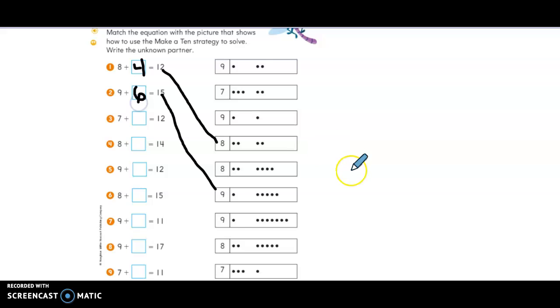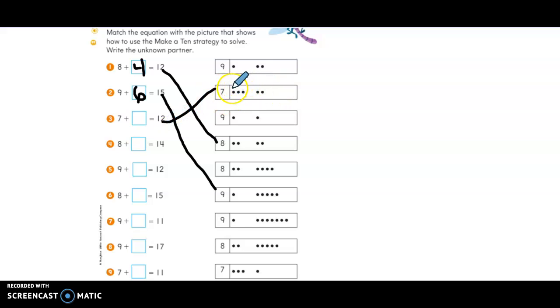Okay, I'll do one more with you, and then I'm going to let you do the rest on your own. We have 7 plus unknown equals 12. Well, let's find the ones that are 7. Here's a 7, and here's a 7. We have to have a total of 12, and we're looking for that unknown partner. So 7, 8, 9, 10, 11, 12. There we go. That goes to here.